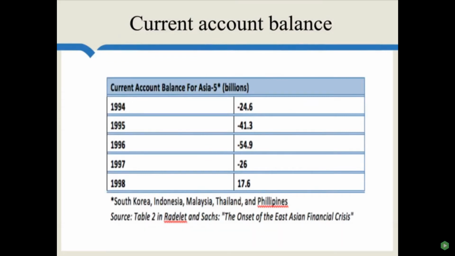To see the size of that capital reversal, let's look at the current account balance for five Asian nations, South Korea, Indonesia, Malaysia, Thailand, and the Philippines. And of course, that current account balance is simply the mirror image of capital flowing in and out of these countries. So in 1994, the current account deficit is about $24 billion. So there's $24 billion of capital flowing in. That number is higher yet in 1995.